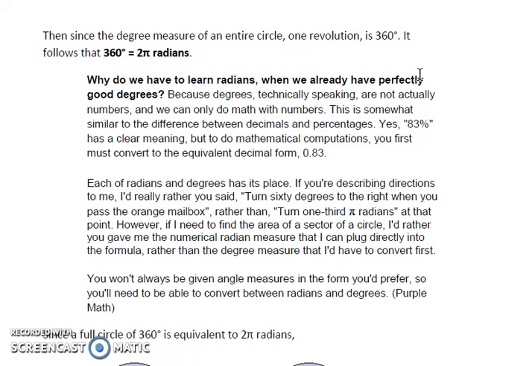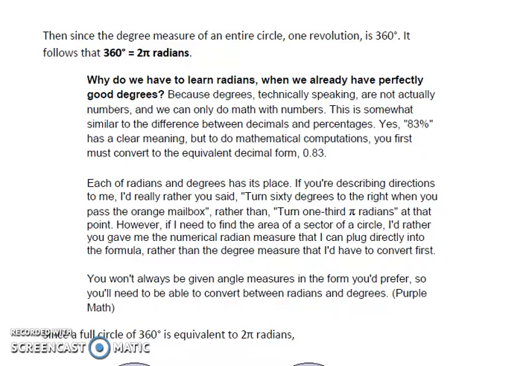Side note, why do we have to learn radians when we already have perfectly good degrees? This was taken from Purple Math. Because degrees, technically speaking, are not actually numbers, and we can only do math with numbers. This is somewhat similar to the difference between decimals and percentages. Yes, 83% has a clear meaning, but to do mathematical computations, you first must convert to the equivalent decimal form, 0.83.